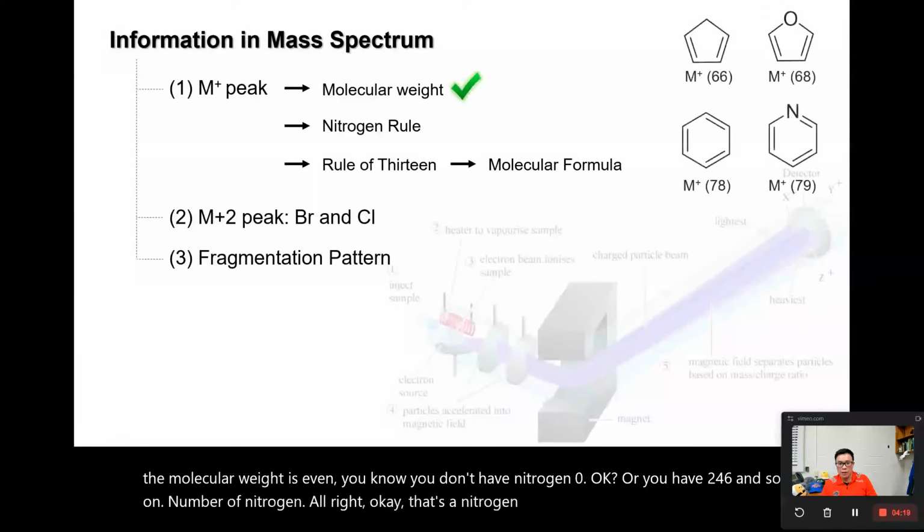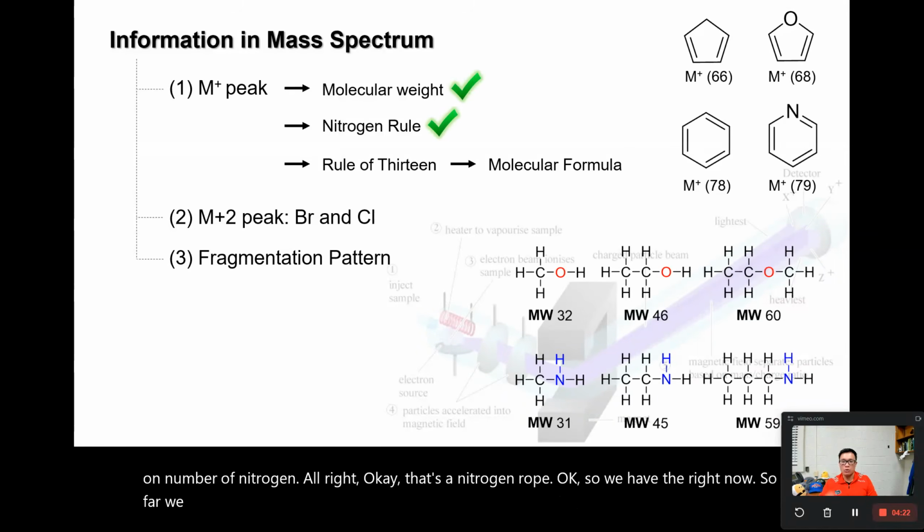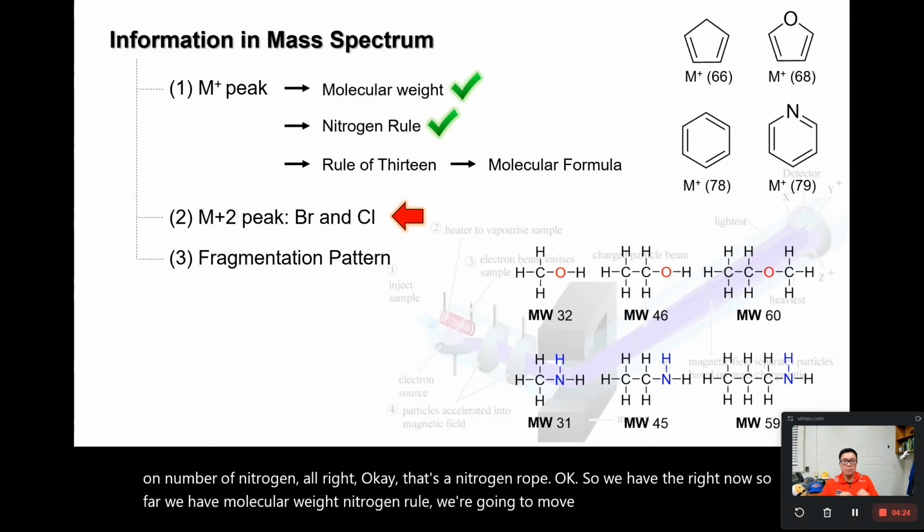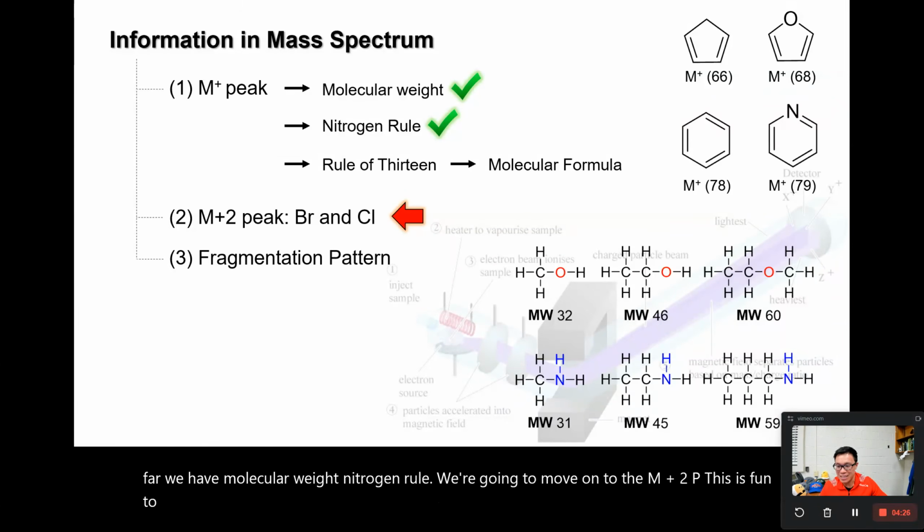So right now, so far we have learned molecular weight and the nitrogen rule. We're going to move on to the M plus 2 peak. This is fun to explain. Let's take a look at the next video.